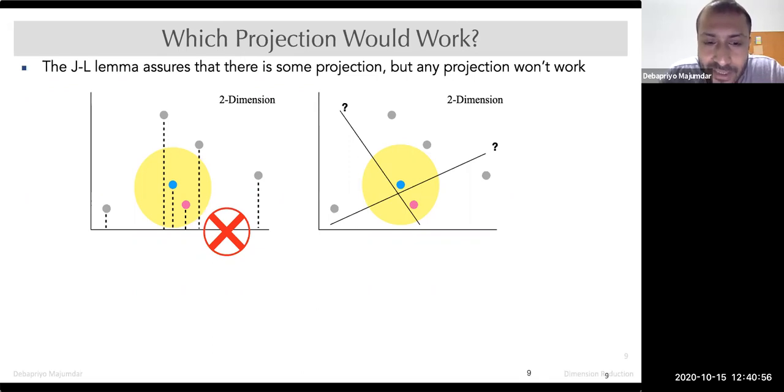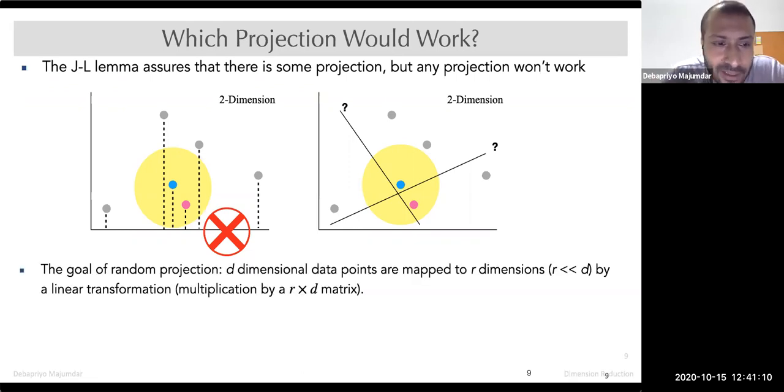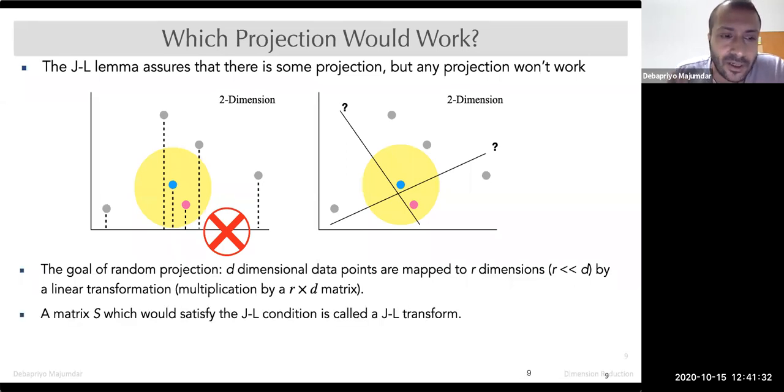I mean, if we have to work with data and use a random projection with these properties, we actually have to concretely project them to a smaller dimension, right? We cannot just say yes, we can, but we don't know how to. So the goal of a random projection is that d-dimensional data points are mapped to R dimensions, where R has to be much, much smaller than D, by a linear transformation, which means a multiplication by an R cross D matrix, right? You had vectors which were D cross 1, and you're going to make them R cross 1. So it will be a multiplication by an R cross D matrix, a matrix S, which will satisfy these conditions.